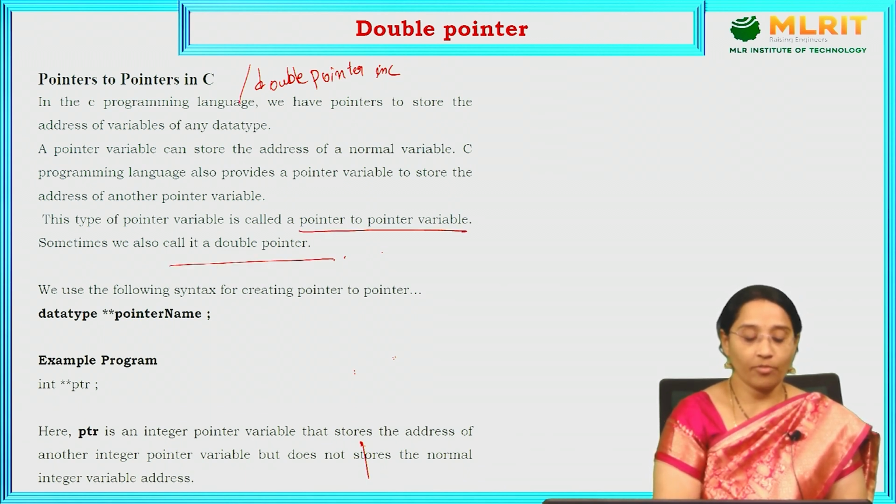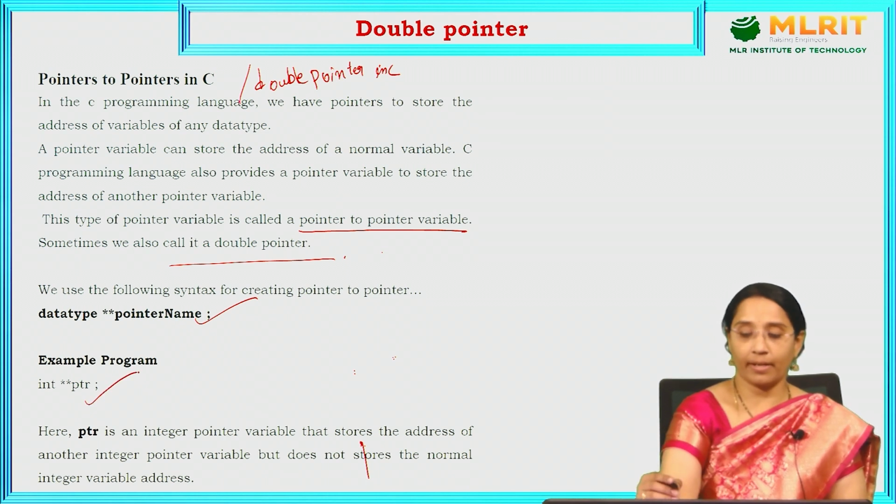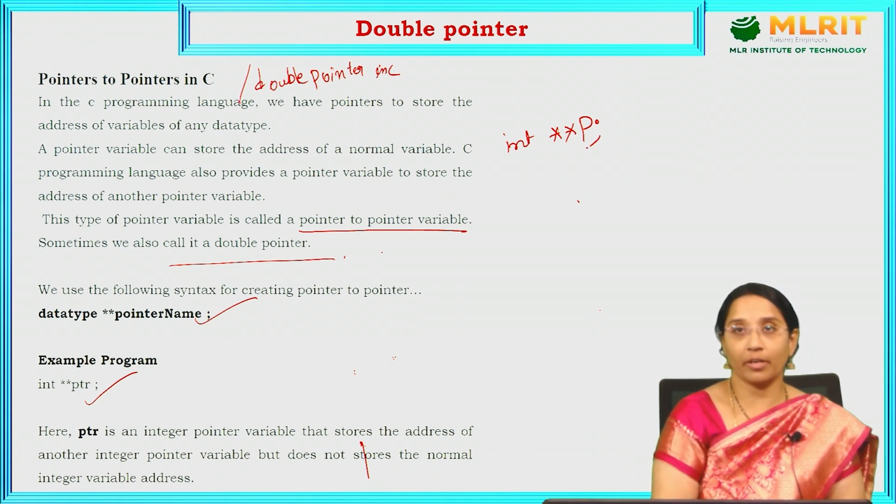So, the syntax of a double pointer: data type, double pointer, pointer name. Example program: int double pointer ptr. So, you can use any variable. So, this is what a double pointer is.